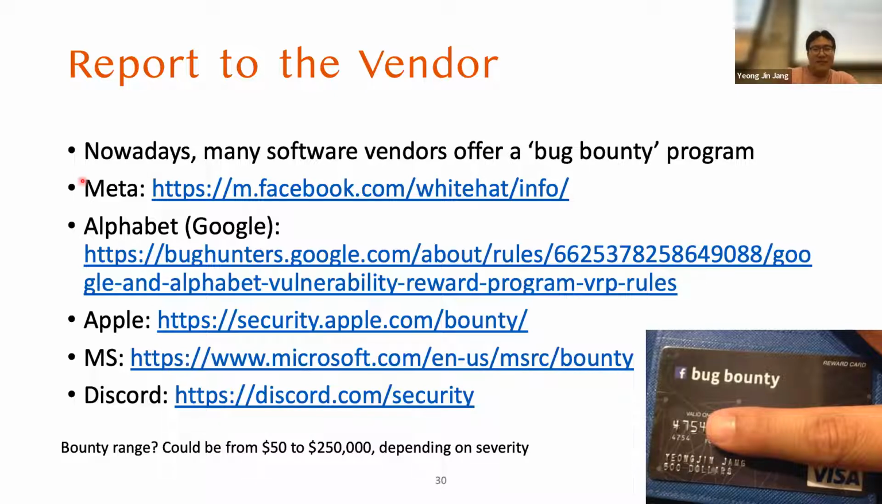And then not just Meta, Google, Apple, those big companies, even Discord offers a bug bounty. And then this is the image of when I got a bug bounty in 2013. I found a little cross-site scripting vulnerability in Facebook, and then they paid $500. But if the same vulnerability happened today, then that would be 40 to 50K US dollars.